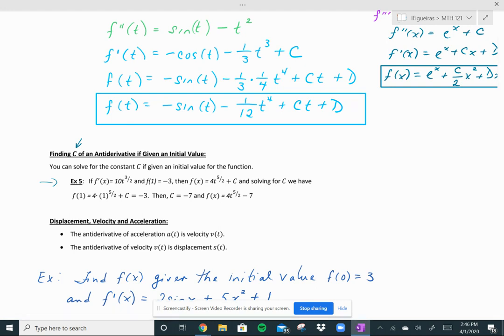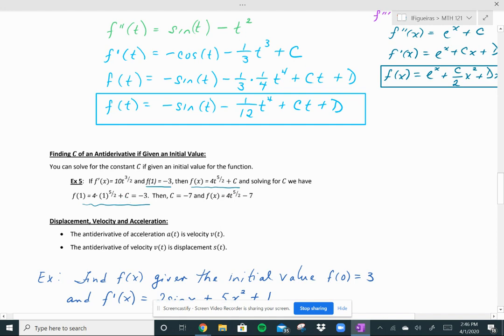You can actually solve for what the actual function is by taking the general antiderivative, which we get here, right? We did anti-power rule plus c. But then we solve for c by plugging in the information that was given. That's considered to be the initial value information. So what that means is that you plug in 1 for t, and we let the function equal negative 3, which you see here. So we have 4 times 1 to the 5/2 plus c equals negative 3.